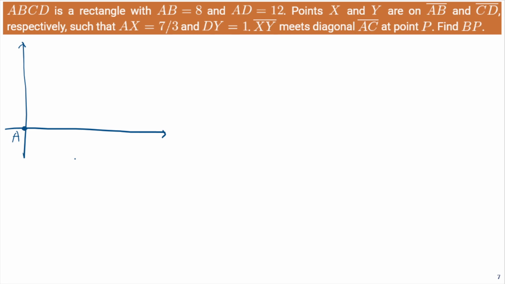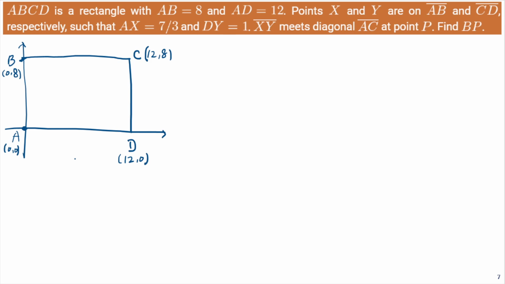So we know AB equals 8, so B is here, whose coordinate is (0, 8). And C is here, D is here. C has coordinates (12, 8). D has coordinates (12, 0).